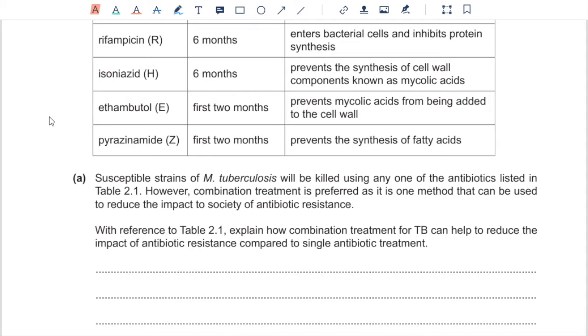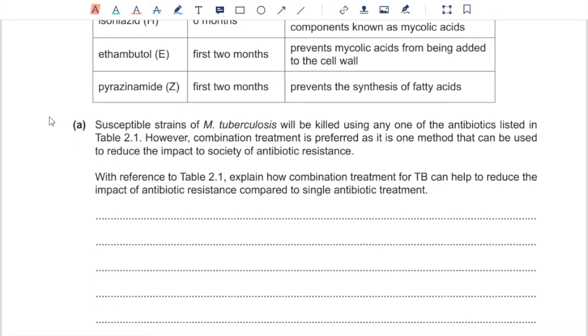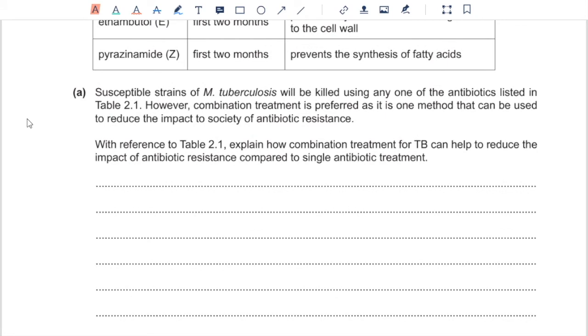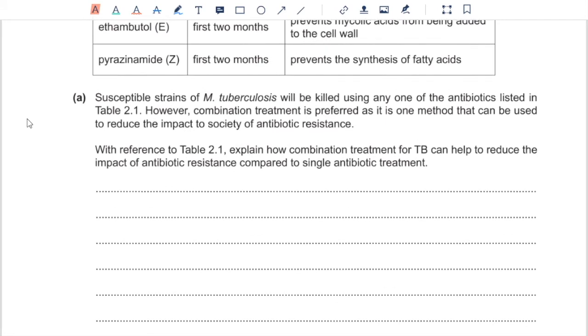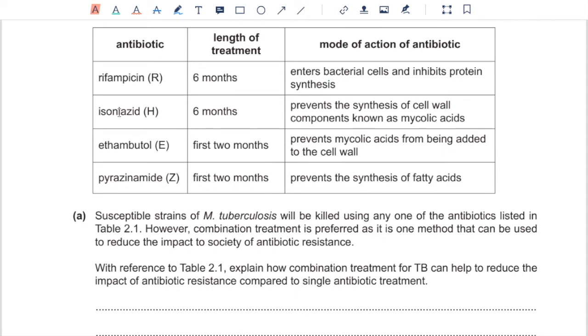However, combination treatment is preferred as it is one method that can be used to reduce the impact to society of antibiotic resistance. With reference to table 2.1, explain how combination treatment for TB can help to reduce the impact of antibiotic resistance compared to single antibiotic treatment. Using a combination for longer intervals of time, for example 6 months, ensures that all of the bacteria are killed and none of them remain to develop resistance or transfer it eventually to other bacteria as well.